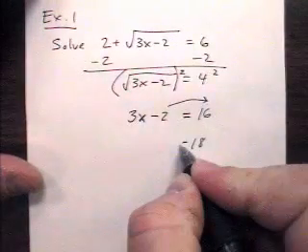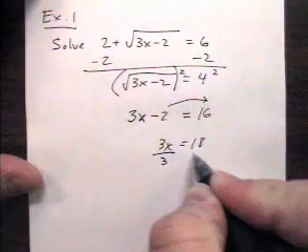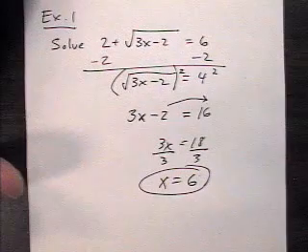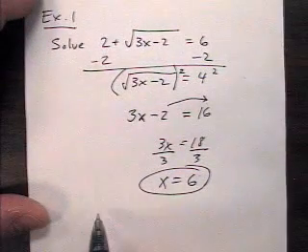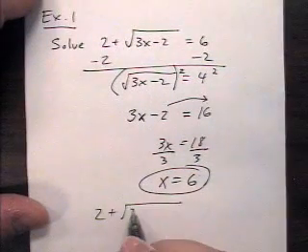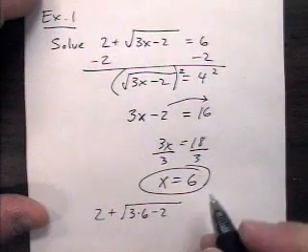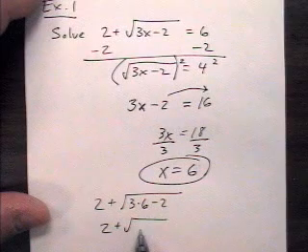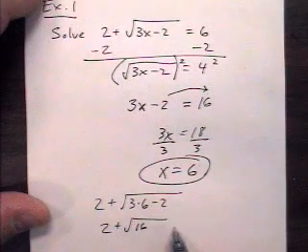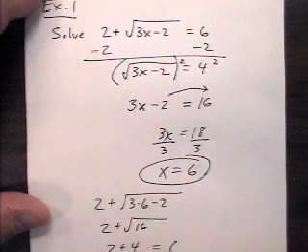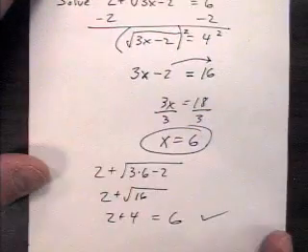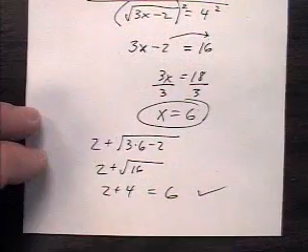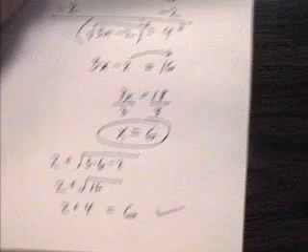You're going to add 2 to the other side, and you're going to divide by your 3 to get your value, 6. And you can go back and check that just to be assured that you did it correctly. You have 2 plus the square root of 18 minus 2, which is 16, which is 2 plus 4, which is indeed 6. So it does check out to be the correct answer. If you ever want to go back and check, you can always do that. Okay, we'll try one more of those.